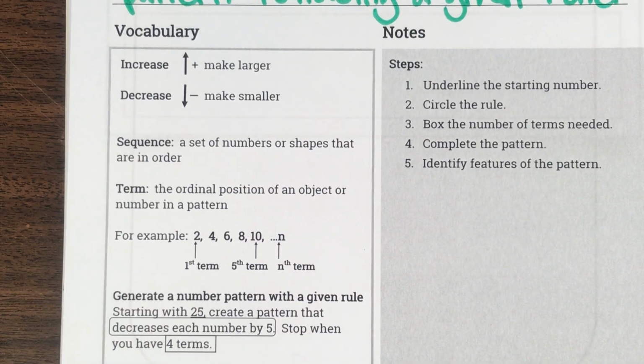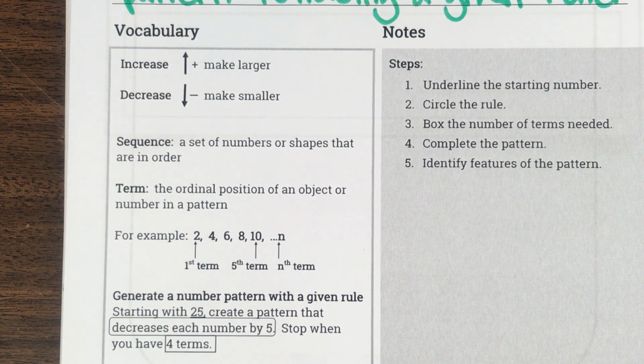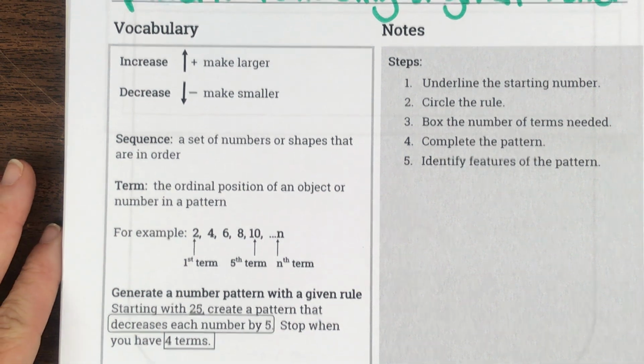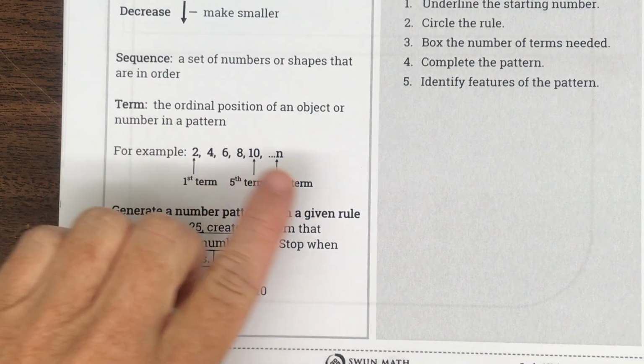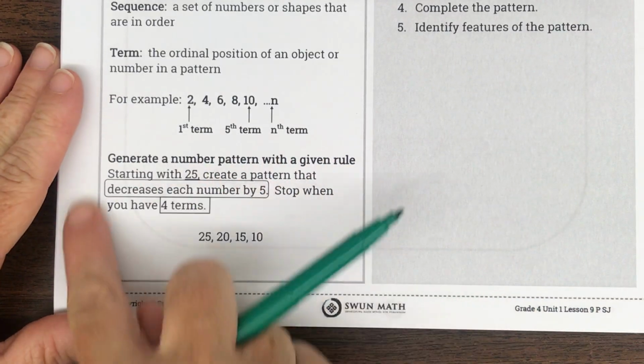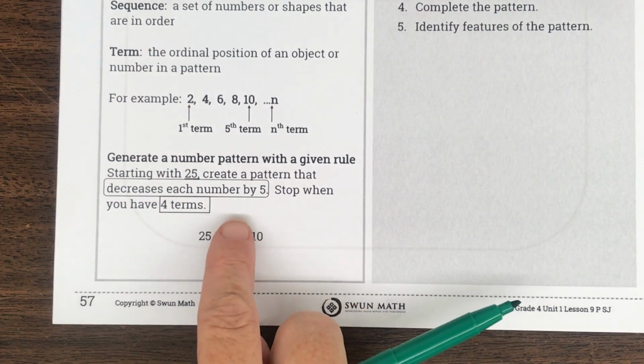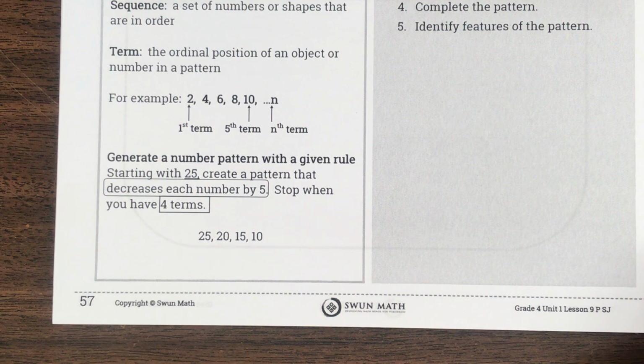Our first word says increase, which means add or make larger. Decrease means subtract or make smaller. Then we have this word sequence again. We had this in our last lesson. A set of numbers or shapes that are in order. And then they talk about what the term is, reminding us it's the place in the pattern, the number place in the pattern. And then here they give us an example, but I'm going to show you an example. But you can refer back to this if you need it when you're doing your work.